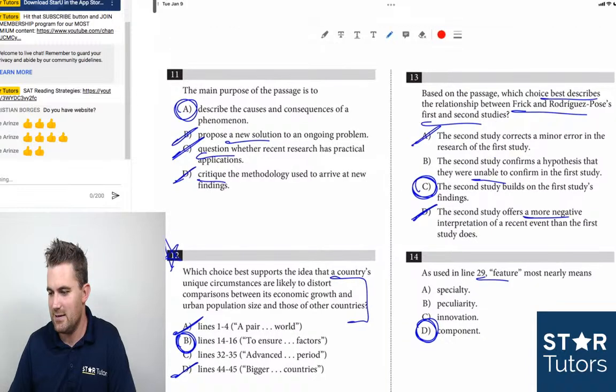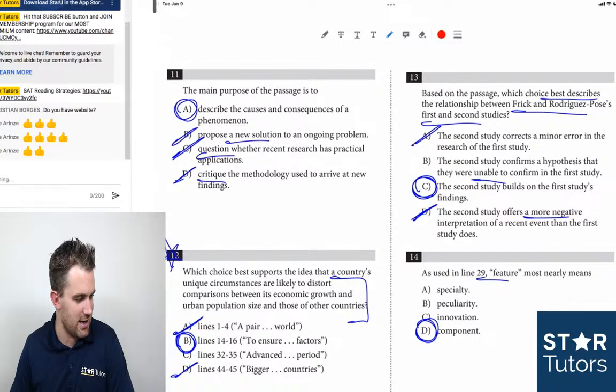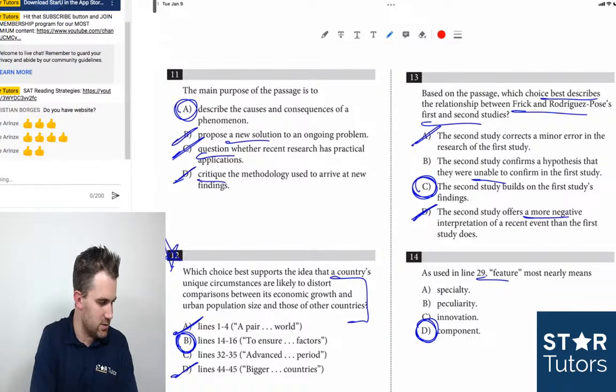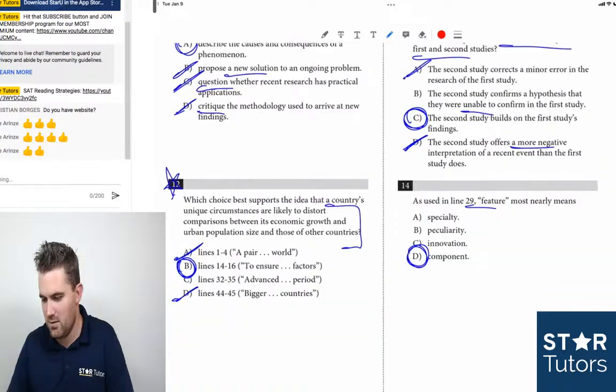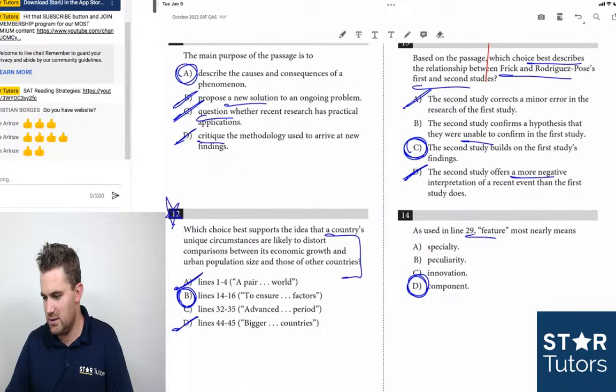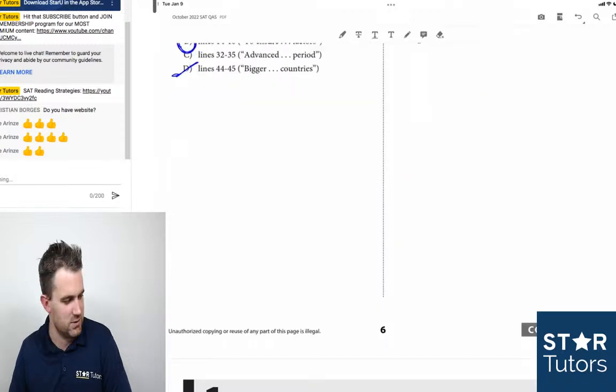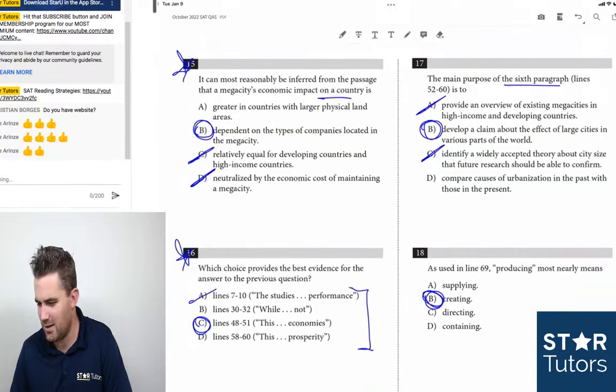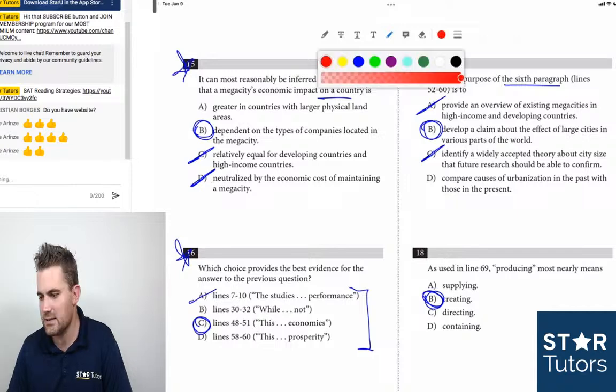But let's see. Number 11 was A. 12, B. 13 was C. Whoops. Great. 14 was D. I felt pretty good about this passage too, I think. Oh no, 15 and 16. 15 was B, 16 was C. So both of these ones were right.